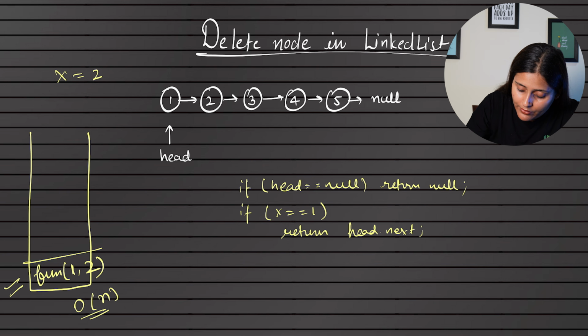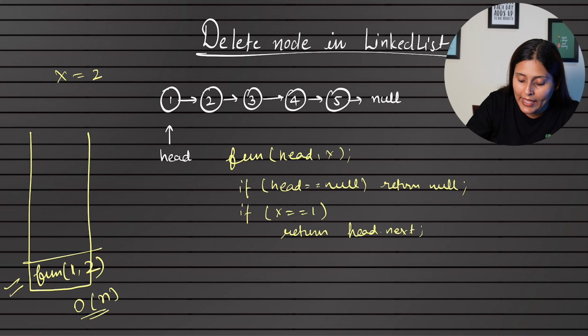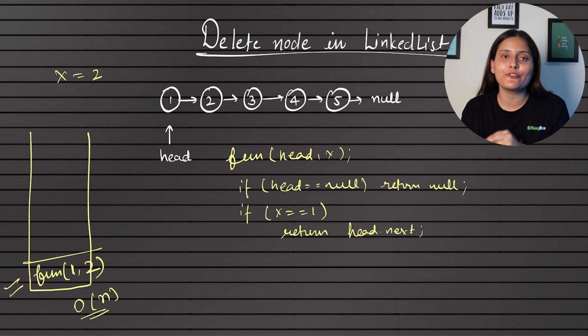So let's call the function. In the function we'll send head and x, correct? If head is null, return null. No. If x is 1, then return head.next. But initially we have to delete 2, so initially x will be 2. So it will say no, this is not. So what do you think? In the next step, what do we have to do?